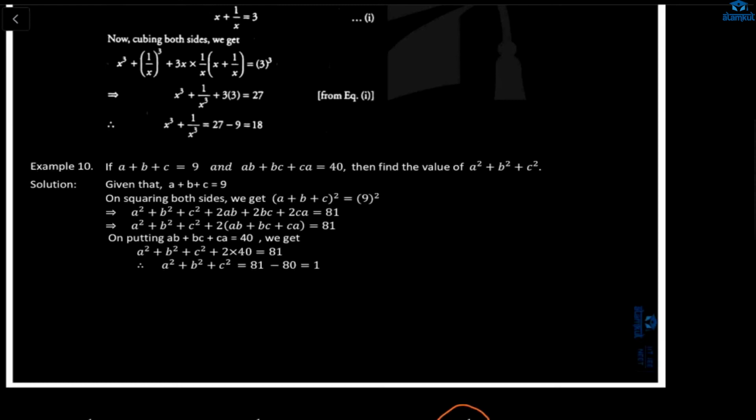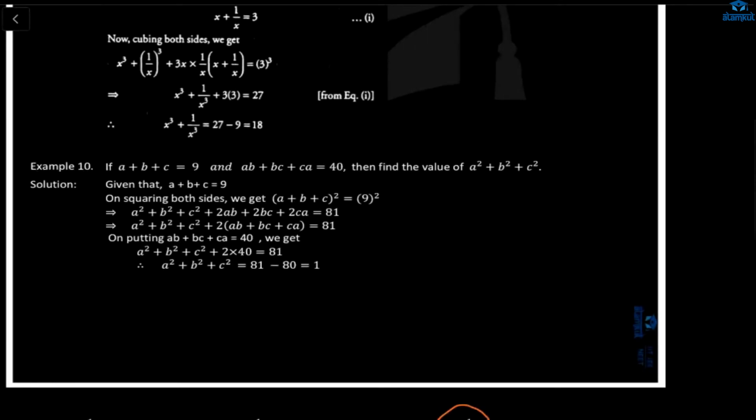There are so many examples related to one topic that I teach in the class. Related to them, you will find 1 or 2 more questions in your assignment, and the same question also you all will find there. Now, example number 10: if a plus b plus c is equal to 9. Here, the sum a plus b plus c is given, and the value of ab plus bc plus ca is also given. Now, we have to find out the value of a square plus b square plus c square.